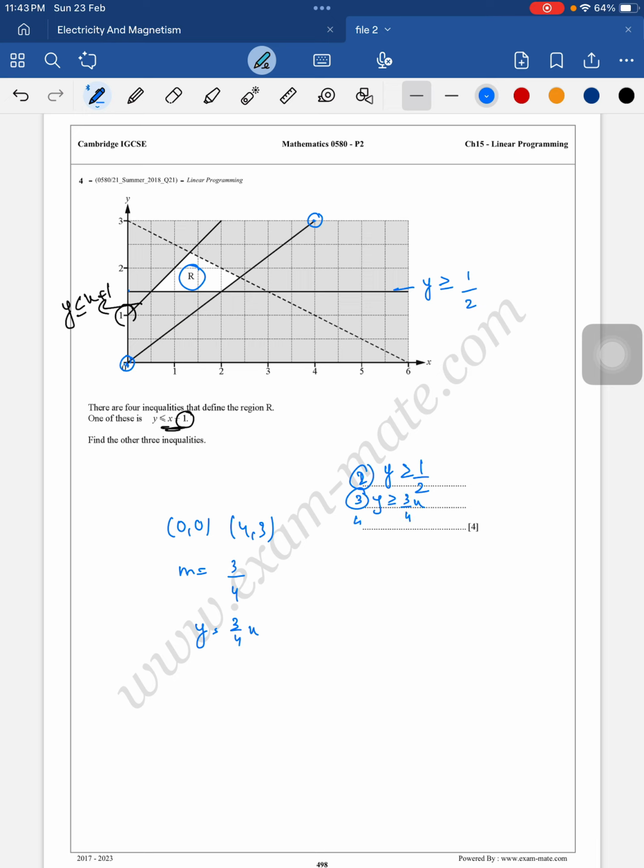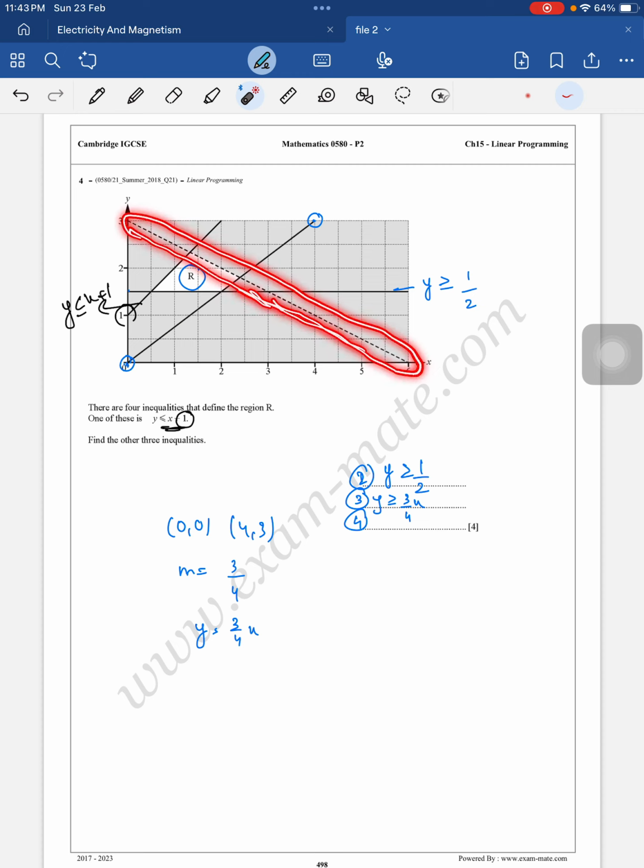I hope that's clear. Moving towards inequality 4. Inequality 4, if you notice over here, is a pointed line, right? You see a pointed line. Now pointed line means, we will discuss this.